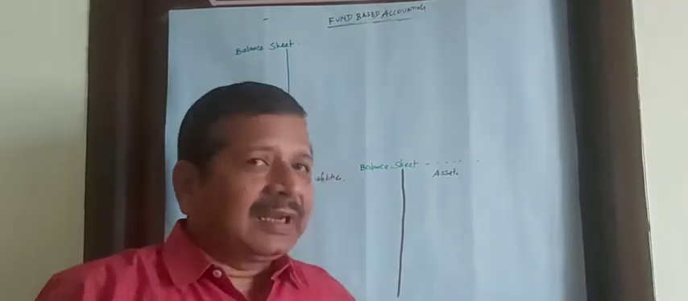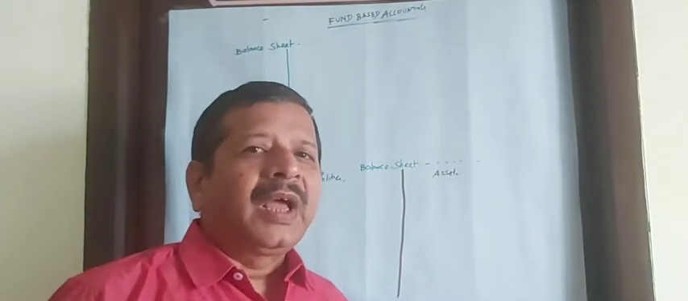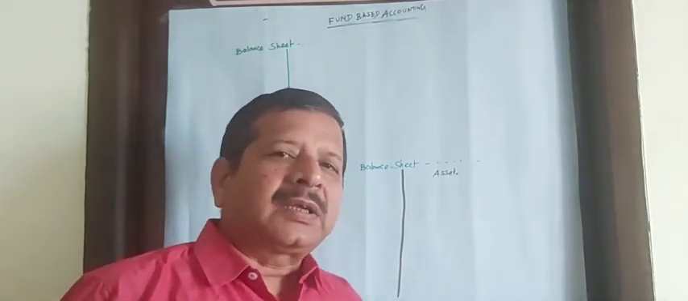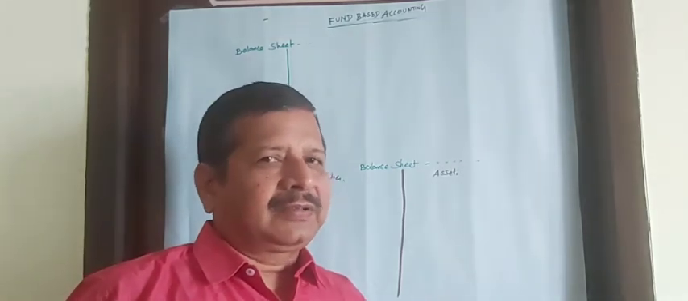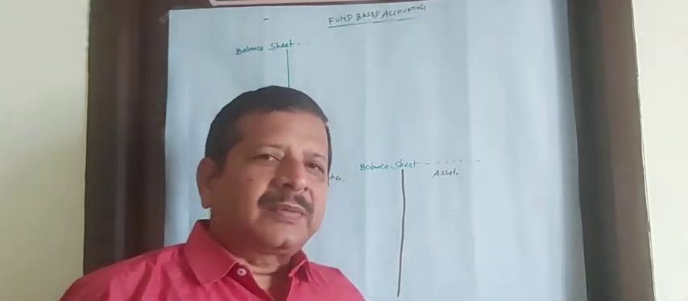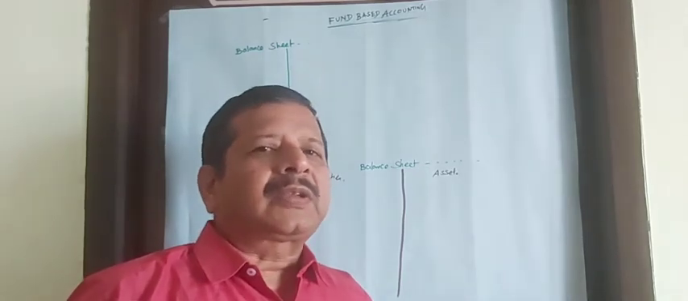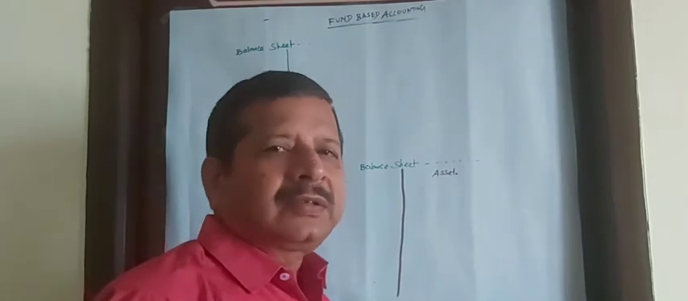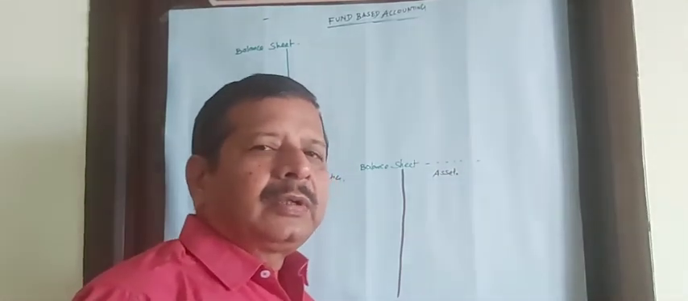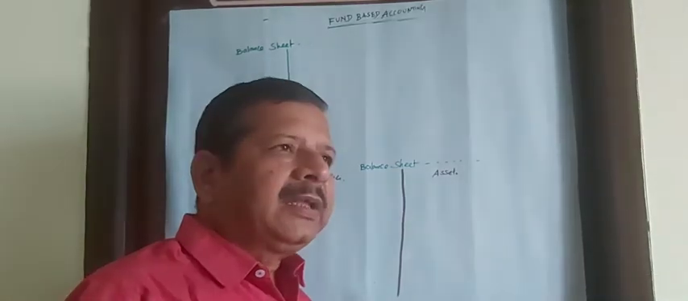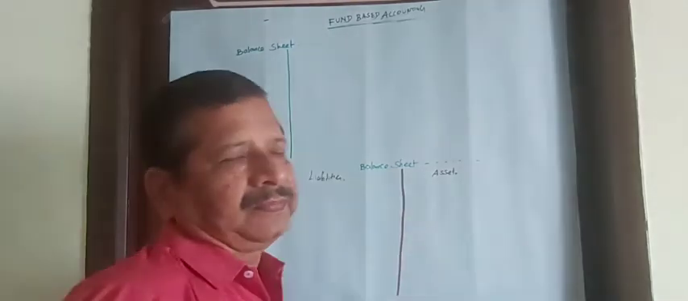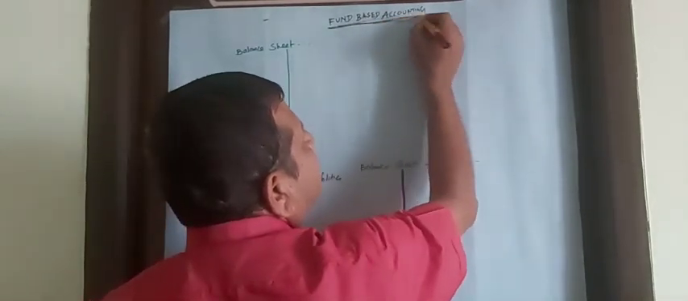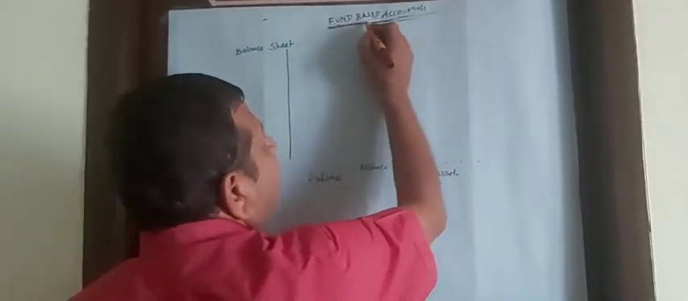In the last class in accountancy, we discussed the receipts and payment account concept and the income and expenditure concept. The two concepts were very clearly explained in my previous video. As I told in the last class, I will be explaining the fund-based system. That's what I am going to explain today, fund-based system. It's called fund-based accounting.